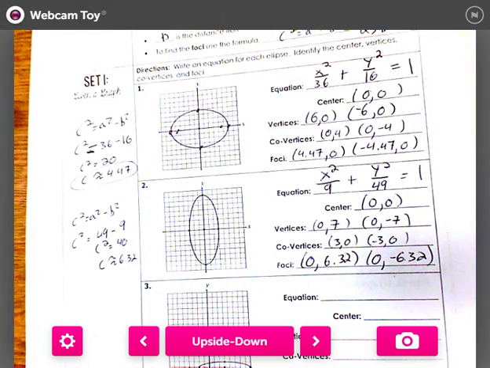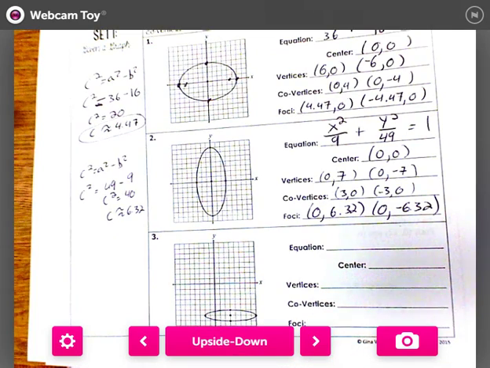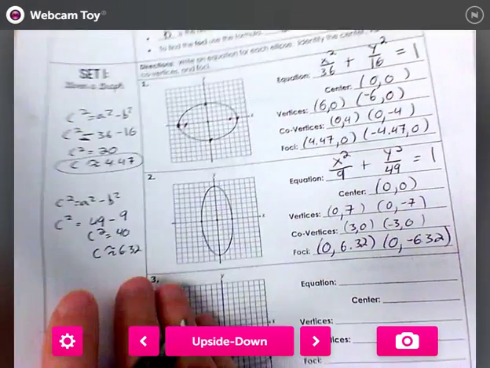Okay, now the next one is not 0, 0 as a center. We can do that one or we can flip to the back. What do you guys want to do? Want to flip to the back? All right.